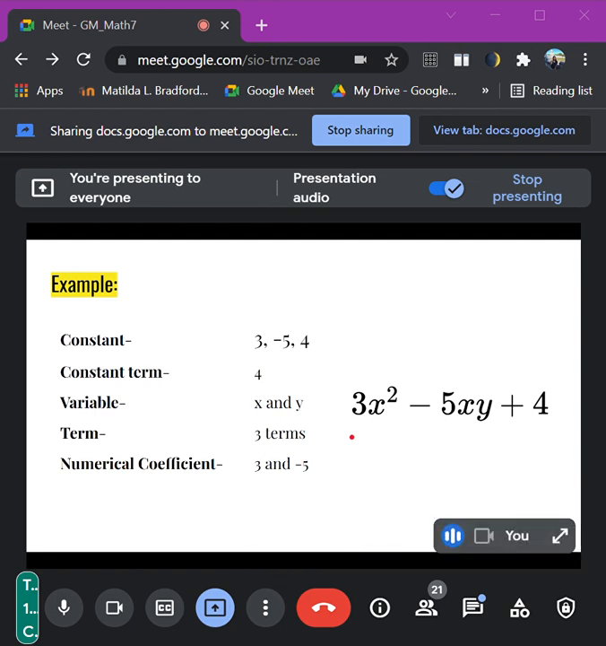Okay, now let's go to our literal coefficient. The literal coefficient, class, is what is beside your numerical coefficient. So, what are our literal coefficients? It is beside your numerical coefficient. So, what is beside this 3 and negative 5? That is your literal coefficient. So, what is our answer? What is beside your 3 and your 5? The variable. That is your literal coefficient.